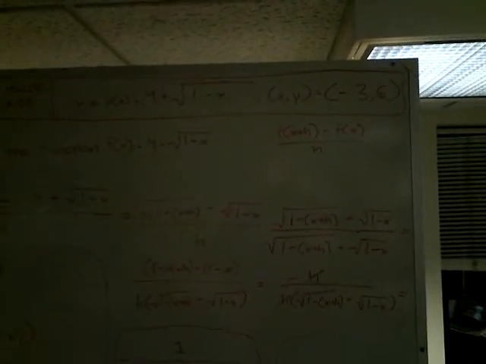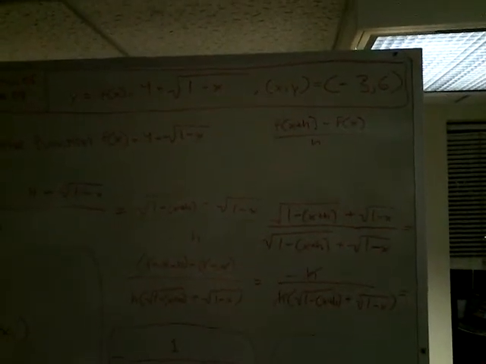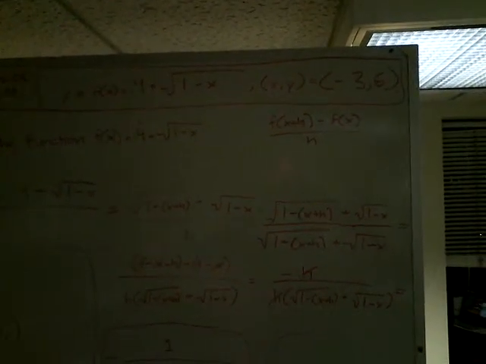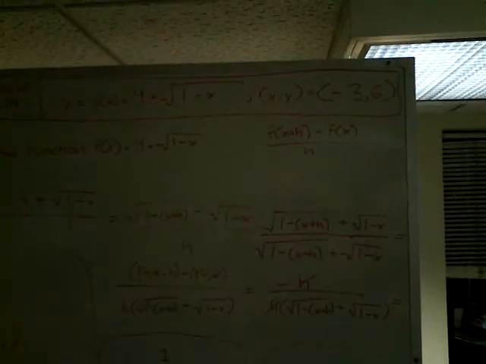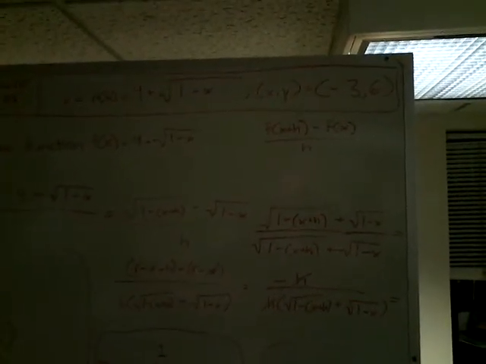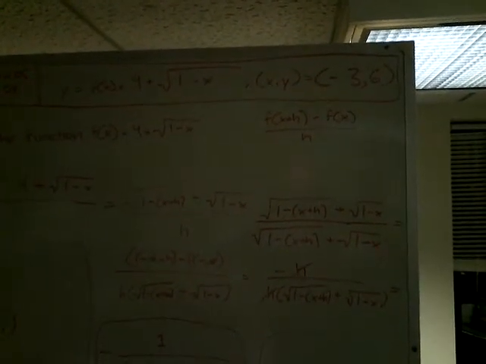Alright, homework 5, problem 8. y equals f of x equals 4 plus the square root of 1 minus x, at the point (x, y) = (-3, 6). So the first part asks you to differentiate the function f of x equals 4 plus the square root of 1 minus x.